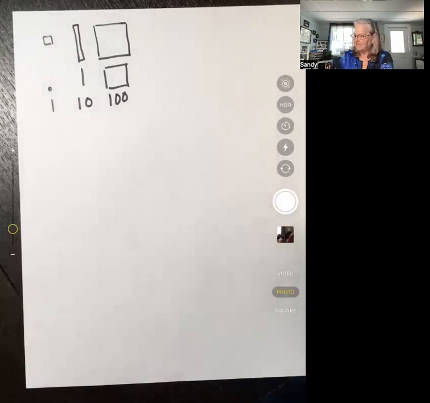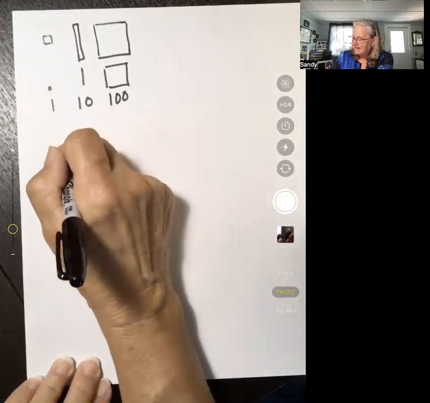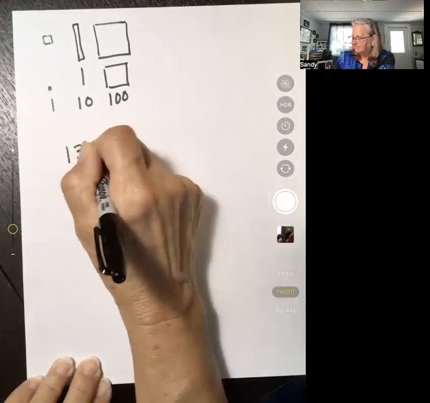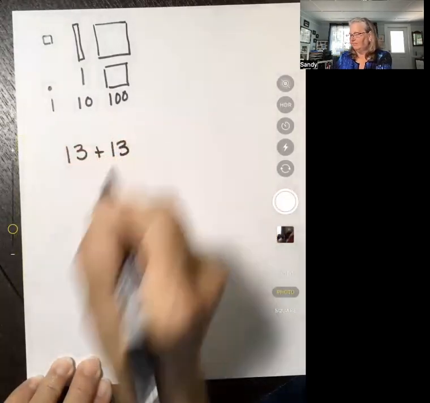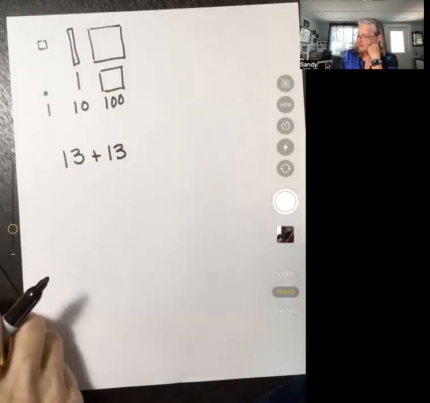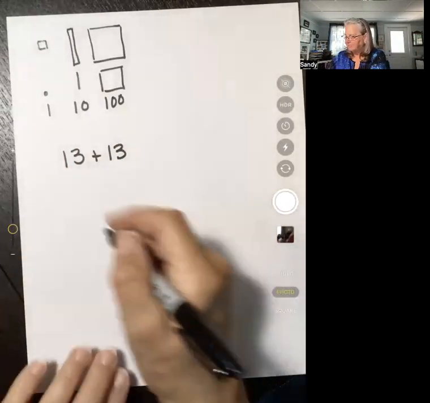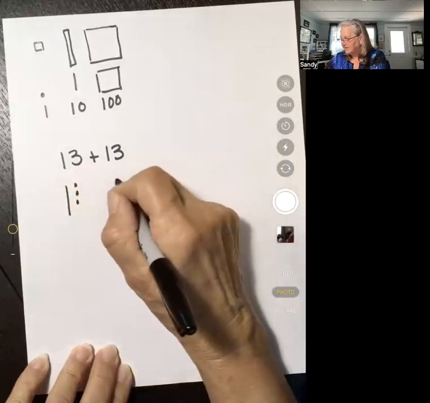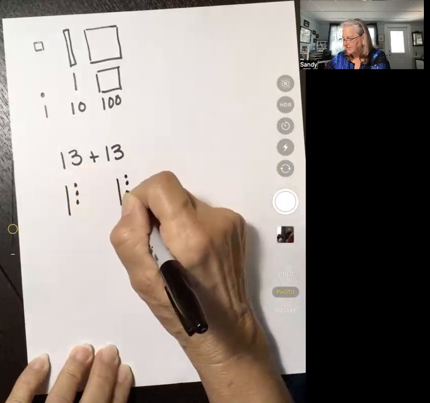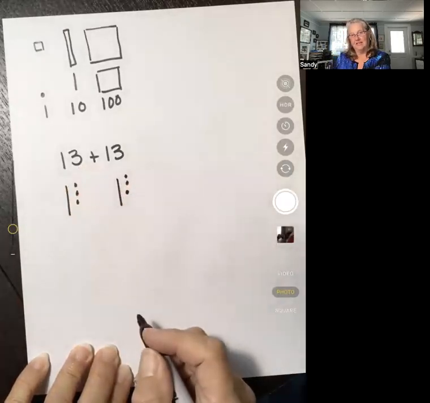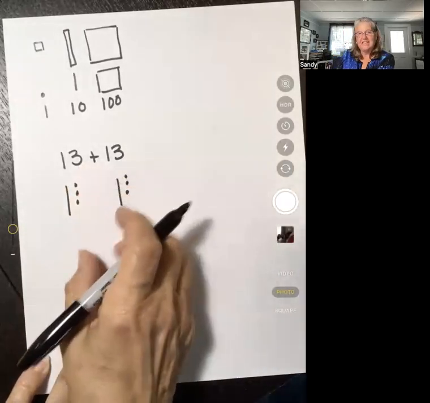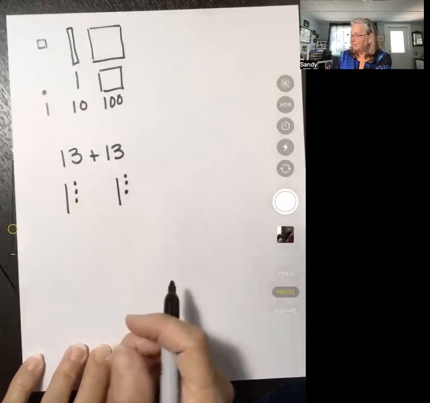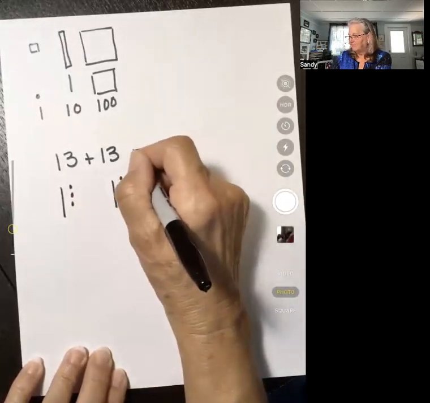Now, let's think about doubling. Think about double 13. If I double 13, let's just draw the picture. I have a 10 and 3 ones and a 10 and 3 ones. How do I double 13? I double the tens, I double the ones. Now I'm going to write this a little differently.